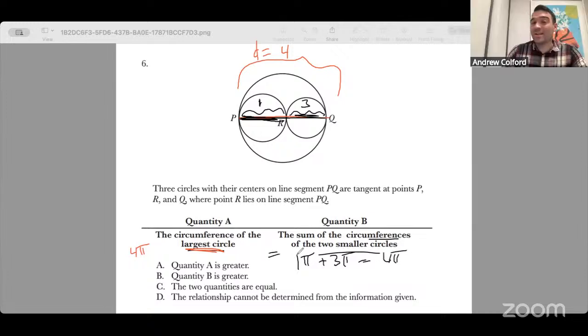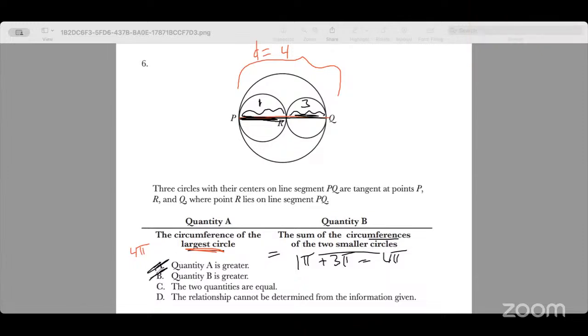I just found one case where they're equal. Which answer options can I eliminate? A and B. Gone. Right.